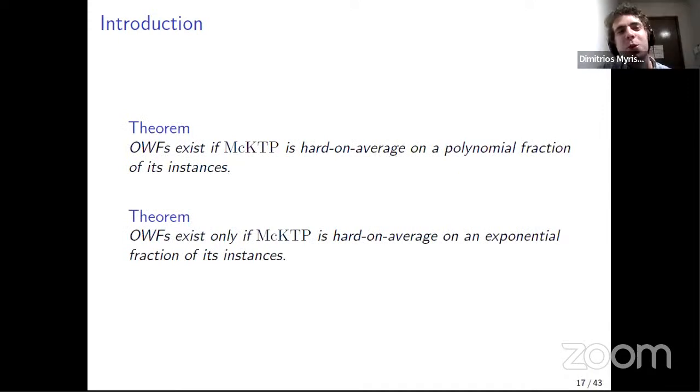What we did was to show that if there are one-way functions, this problem is average case hard. And if this problem is average case hard, then there exist one-way functions. But there is a catch here. The average case hardness in the second theorem is not very strong. It's something like an inverse exponential hardness, so we just call it non-trivial hardness. Basically, what we wanted originally with this paper is to have an equivalence between the existence of one-way functions and the average case hardness of this problem. But this is something that we don't know how to do.